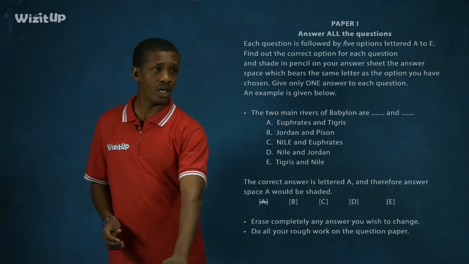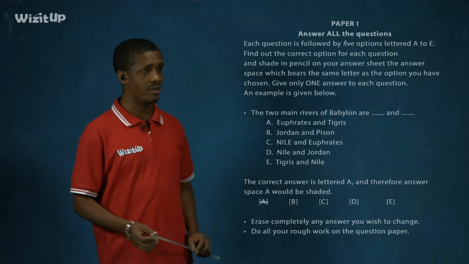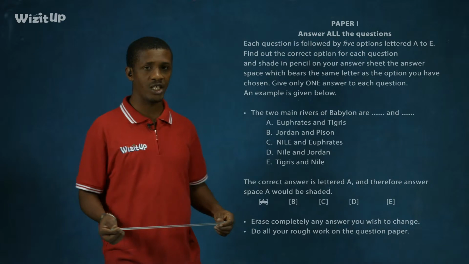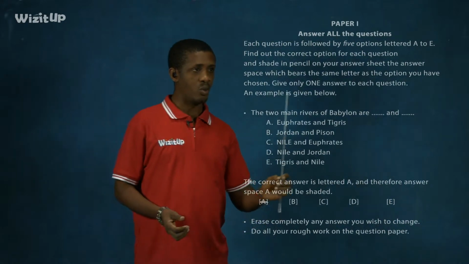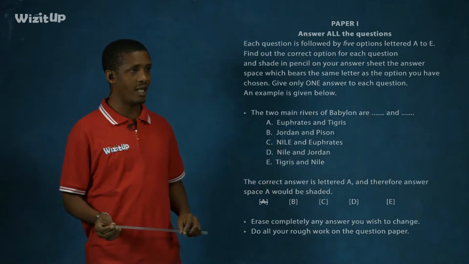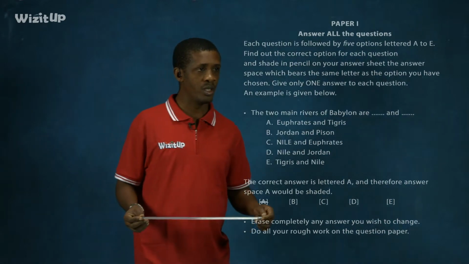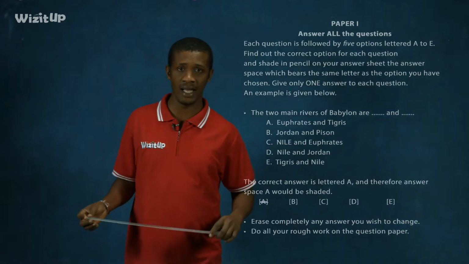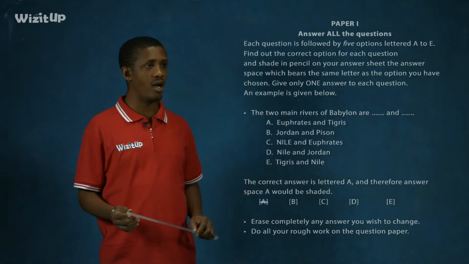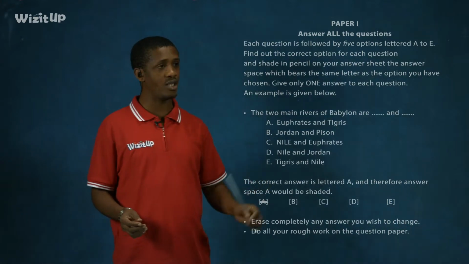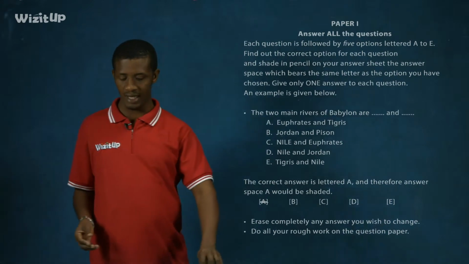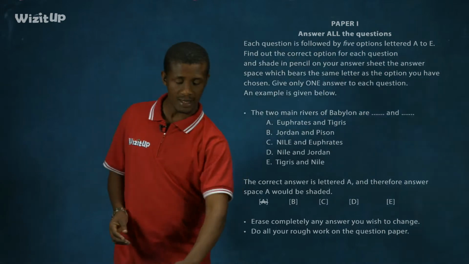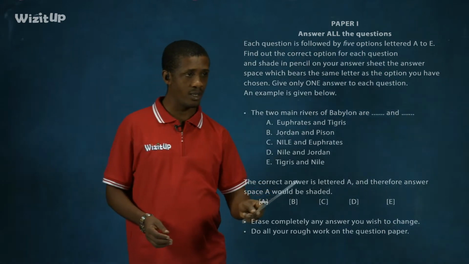All right, so let's look at the example provided to serve as a guide. The two main rivers of Babylon are dash and dash. And we are given Euphrates and Tigris, Jordan and Pison, Nile and Euphrates, Nile and Jordan, Tigris and Nile. And the correct answer there is option A. And you can see how it's shaded very well there. The example is there. You can see how well it's done.